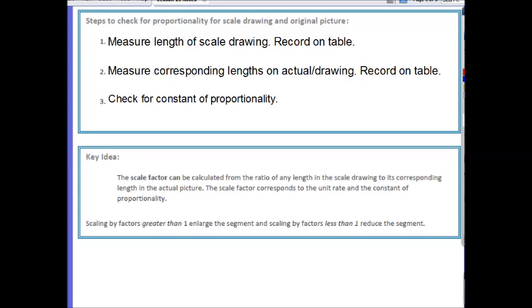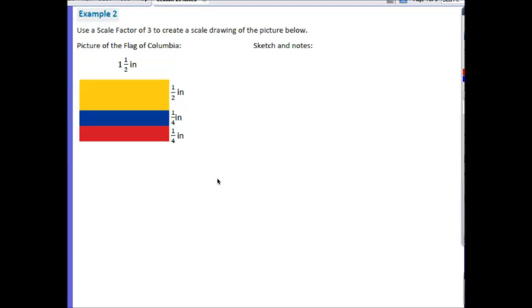So up to this point, we have used unit rate and constant of proportionality interchangeably. Well, we can add scale factors to that list. They're all the same thing. Scaling by factors greater than 1 enlarges the segment, and scaling by factors less than 1 will reduce the segment. Okay, let's take a look at example 2.